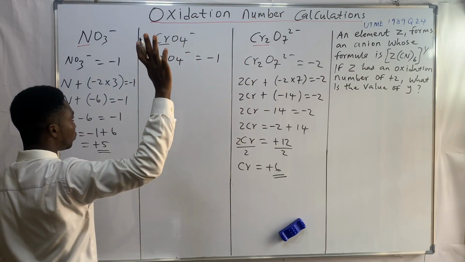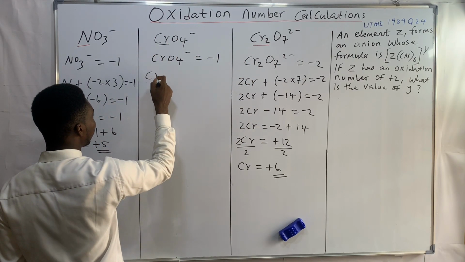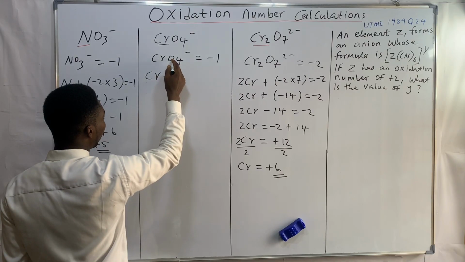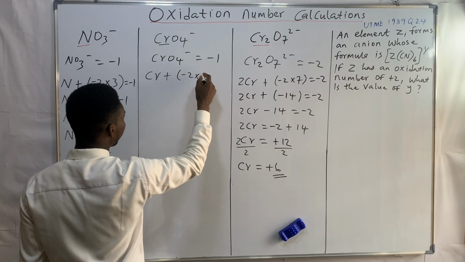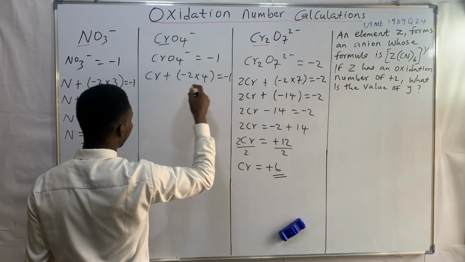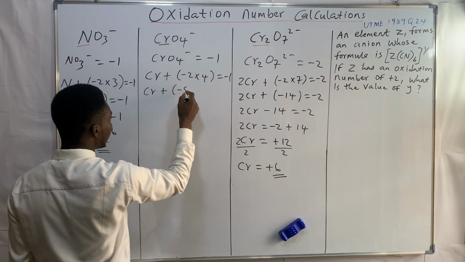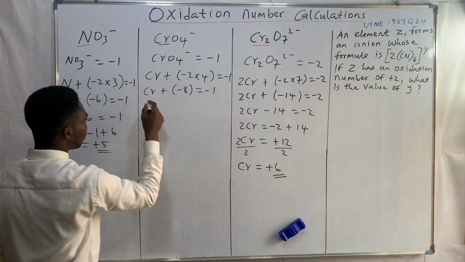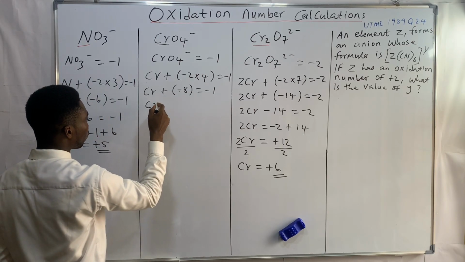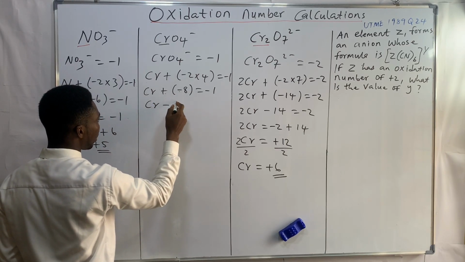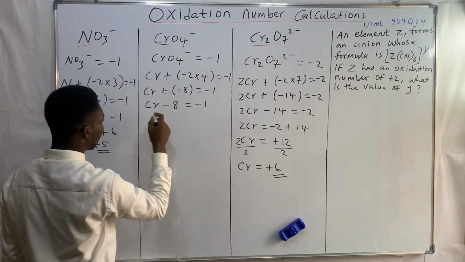Don't forget that's the very first thing to do. So the next thing is going to be chromium plus oxygen, which is -2, -2 times 4 equals -1. So chromium plus -2 times 4 is what? -8 equals -1. So plus minus is minus.